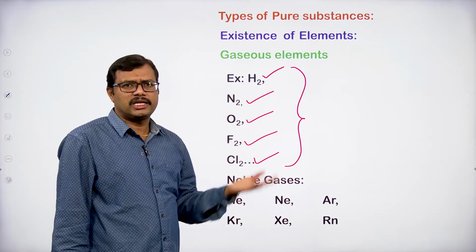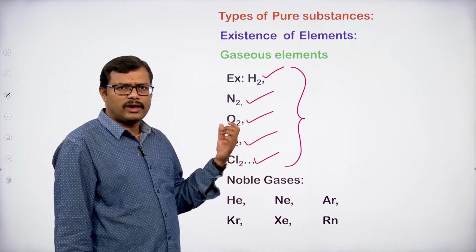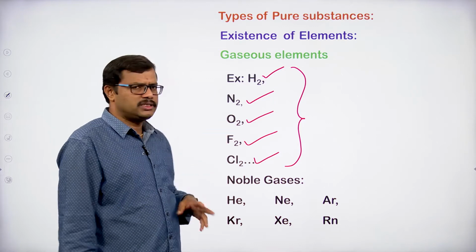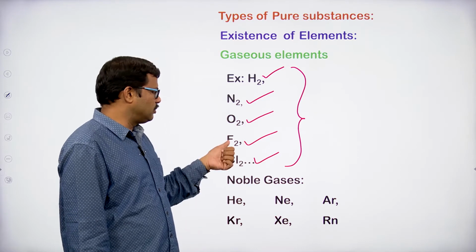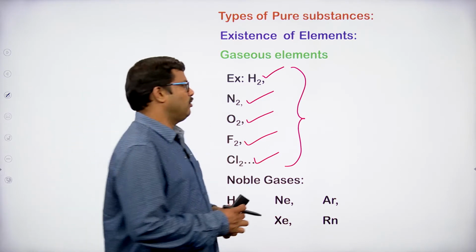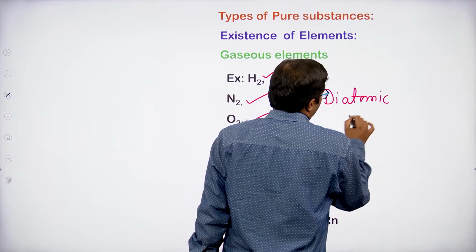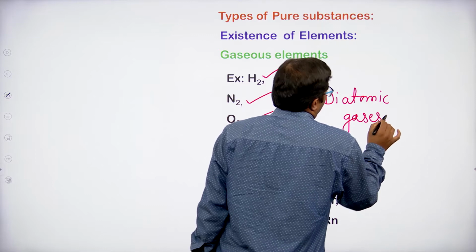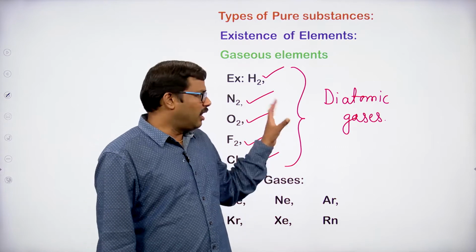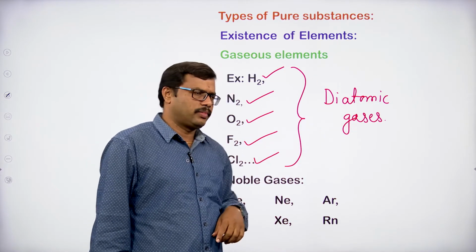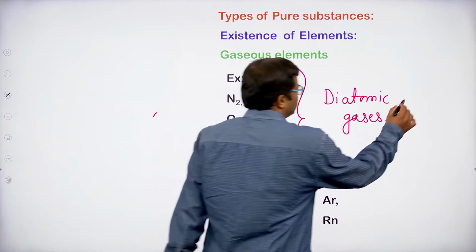Similarly, nitrogen in nature exists as N2. N2 is also a diatomic molecule because it contains 2 nitrogen atoms. Oxygen exists as O2, with 2 oxygen atoms, so it is also a diatomic molecule. Similarly, fluorine and chlorine are also diatomic molecules. So, these are diatomic gases: oxygen, nitrogen, hydrogen, fluorine, and chlorine. How many do we have? 1, 2, 3, 4, 5. So, in total we have 5 diatomic gases.